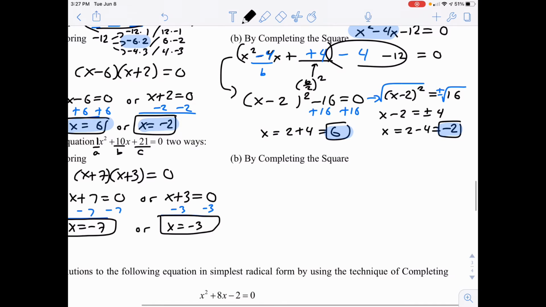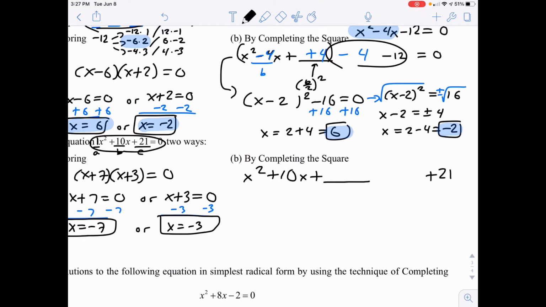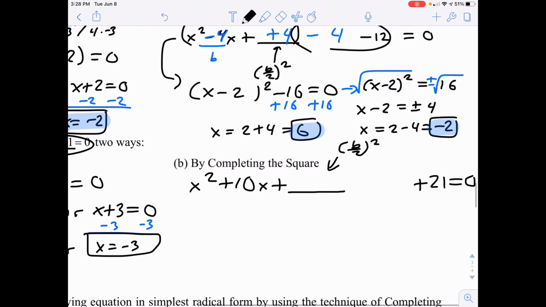Now, completing the square on this, again, we're going to take this trinomial, but we're going to spread it out. So x squared plus 10x plus, leave some space, plus 21 equals 0. Again, what goes in that space? b over 2 squared. Well, b is 10, so let's go 10 divided by 2. That would be 5. Square 5, we get 25. So I'm going to be adding 25 here, but I must also subtract that same amount.